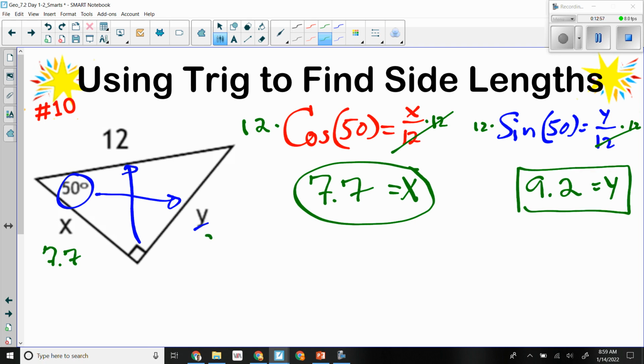9.2. Okay, again, double check your answers. Make sure that your hypotenuse, in this case the 12, is our longest side compared to the other ones we found. And it is, so we probably did this one correctly.